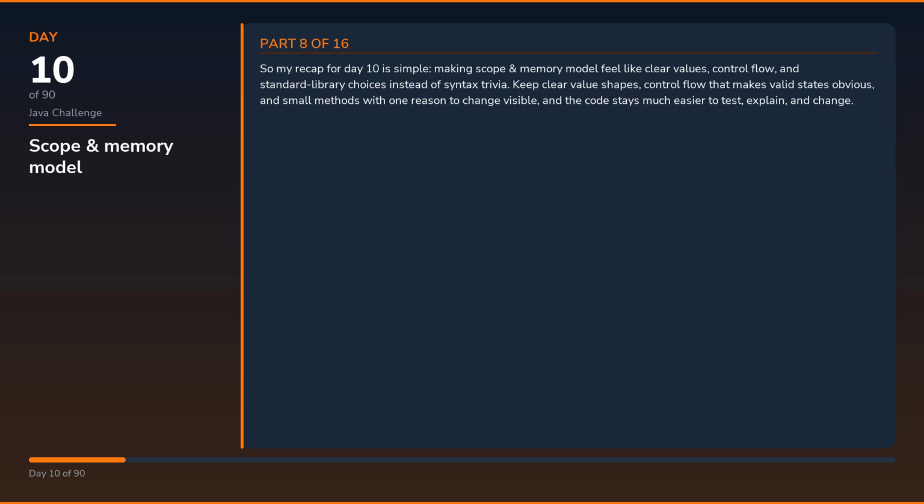So my recap for day 10 is simple: making scope and memory model feel like clear values, control flow, and standard library choices instead of syntax trivia. Keep clear value shapes, control flow that makes valid states obvious, and small methods with one reason to change visible, and the code stays much easier to test, explain, and change.